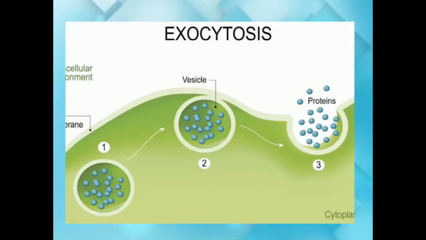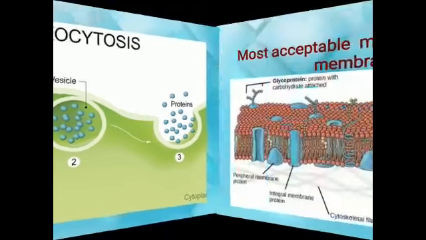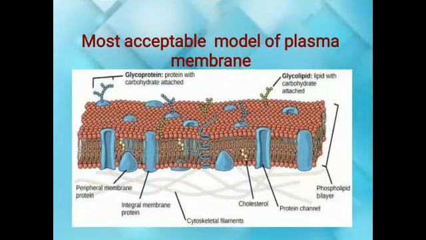Exocytosis is the reverse process of endocytosis, the process of membrane fusion and the movement of materials out of the cell is called exocytosis. The fluid mosaic model is the most acceptable model of the plasma membrane. Its main function is to separate the content of the cell from outside. Students, this is all about today's lecture. I hope all these things are clear to you.